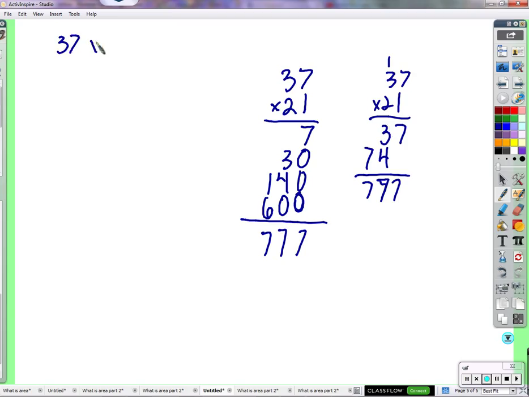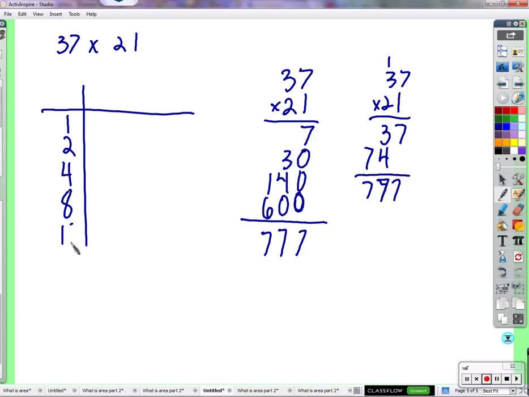We do 37 times 21. Okay? We start with 1. We double it. We keep on doubling it until, well, if I double that, I get to 64. That's bigger than 37, so there's no need to do that. I come over here, I take 21, and I double 21.